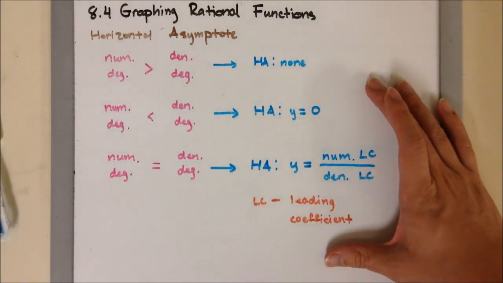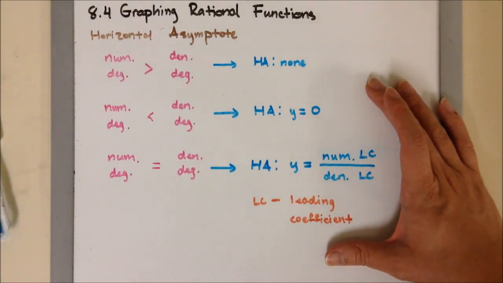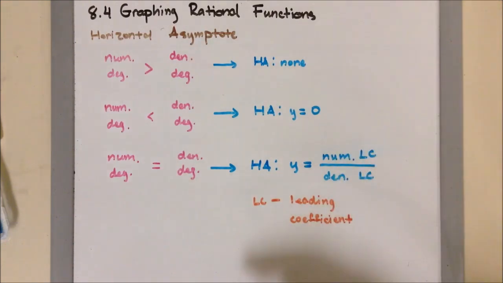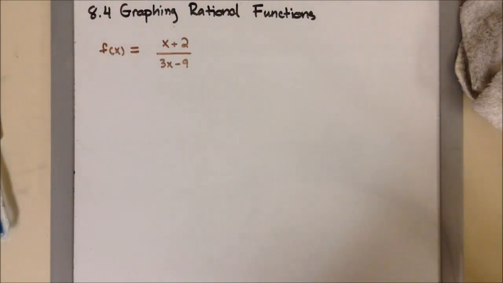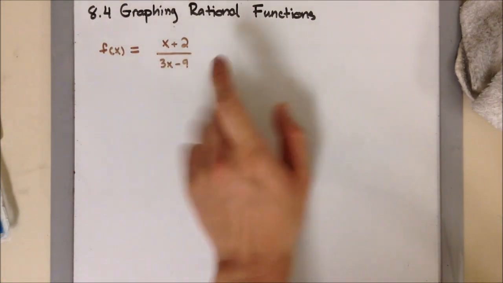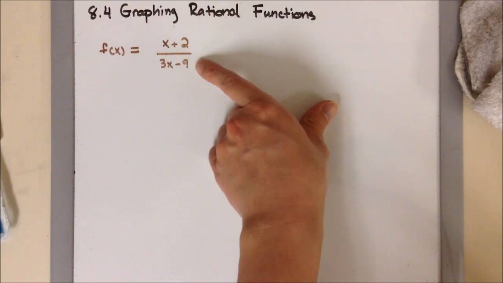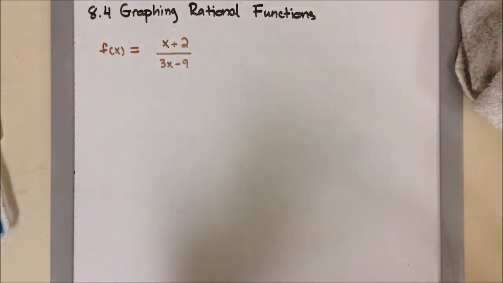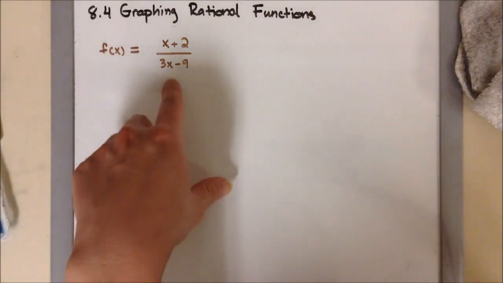So make sure you have this written down in your notes, and then we're going to work on an example on identifying horizontal asymptote, then transition into finding vertical asymptote. Now in our first example, we have a function f of x equals x plus 2 over 3x minus 9. So first thing is we're going to look for horizontal asymptote. So let's take a look at what we see here.